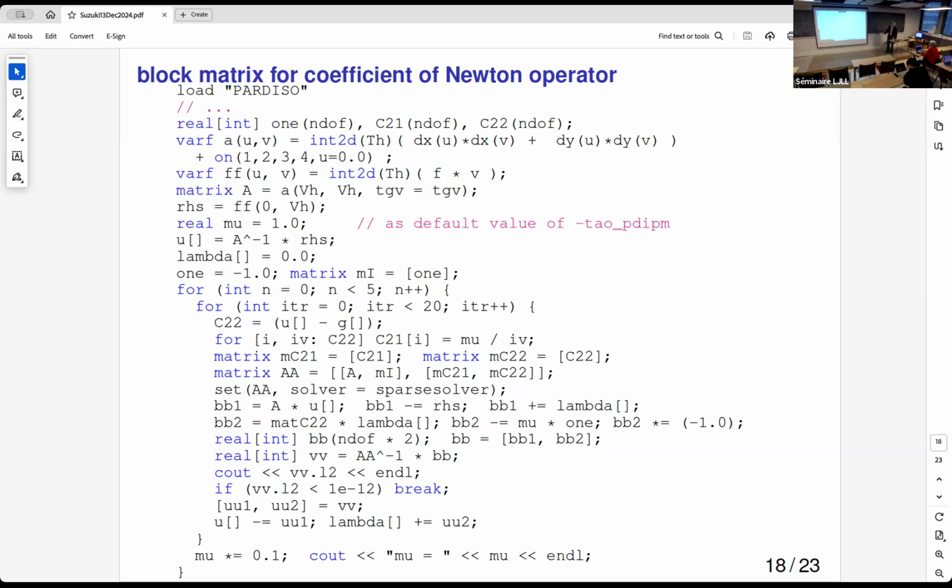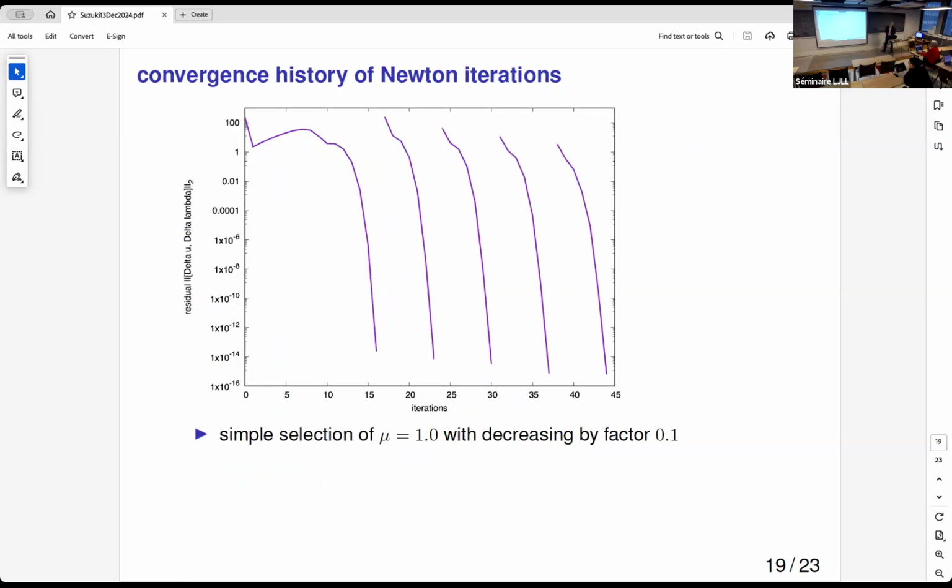But this line is instead of the primal active set method. Then, for example, convergence looks like that. This is the same parameter as in the simplest case of tau. I set the parameter for the barrier function to 1.0 and decrease it by a factor of 0.1 if converged. So this is my book.